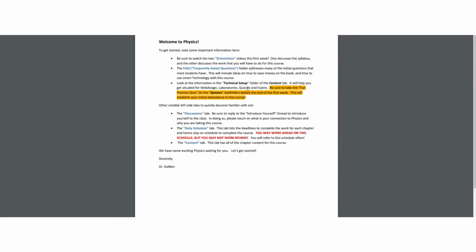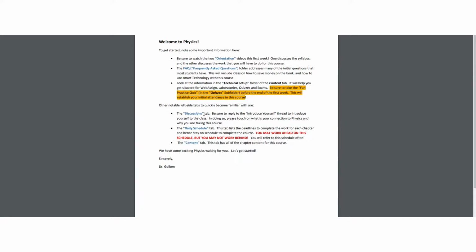The quizzes, how to do the quizzes. There's a sample quiz there called the Fun Quiz. You can take that as many times as you wish. And you need to take that at least once before the end of this first week to establish yourself in the course. So take that Fun Quiz just to see how the quizzes work, and how to take the exams, what you need to do there. So this technical setup folder in the content tab is very important.